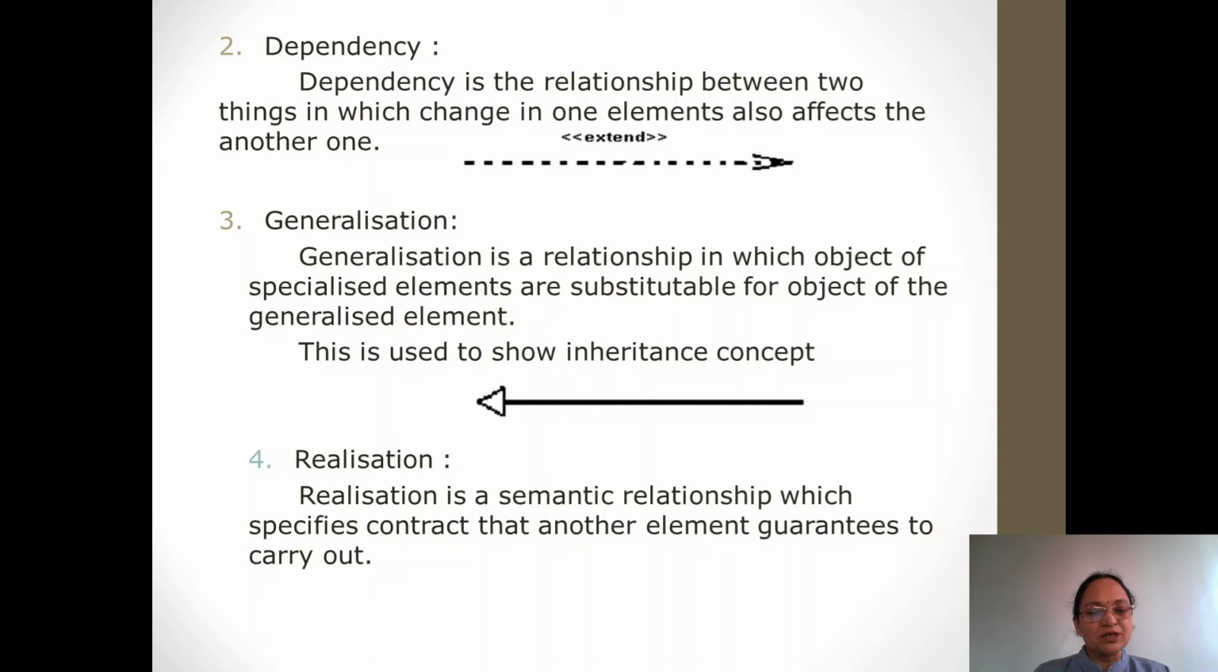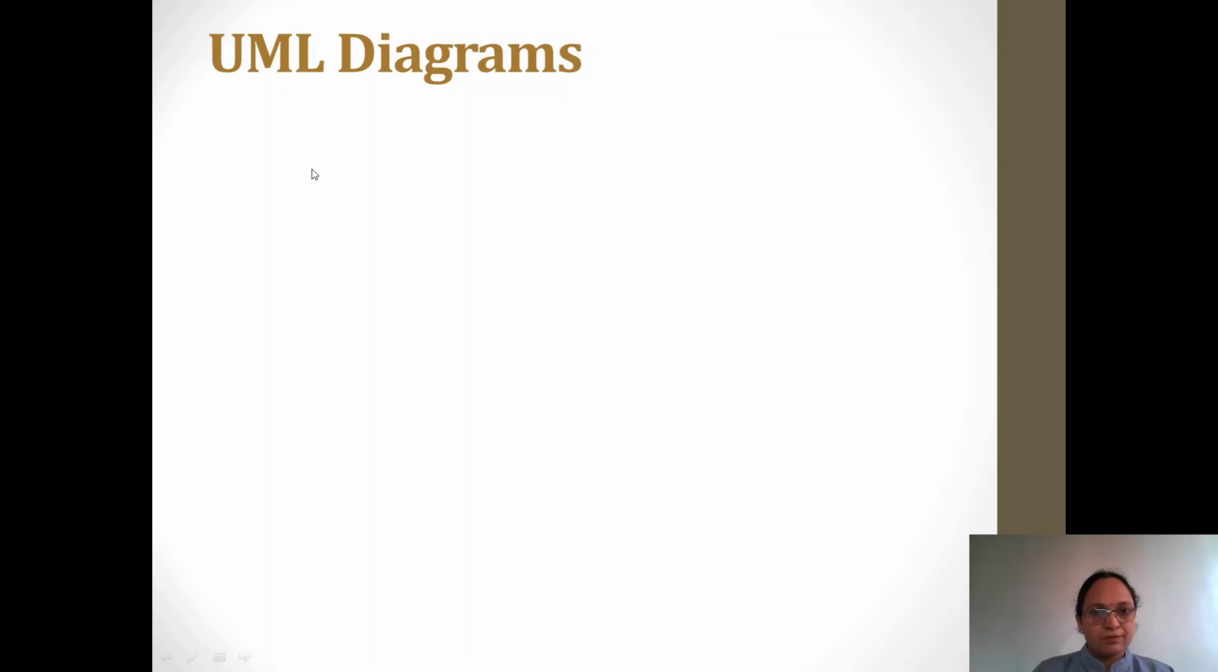Realization. Realization is a semantic relationship which specifies a contract that another element guarantees to carry out. Semantic relationship means there is a rule. If that rule is satisfied, then we can use this relationship. The rule is: one element specifies the contract and the other element guarantees to carry it out, represented by a dashed line and a hollow arrow at one end.